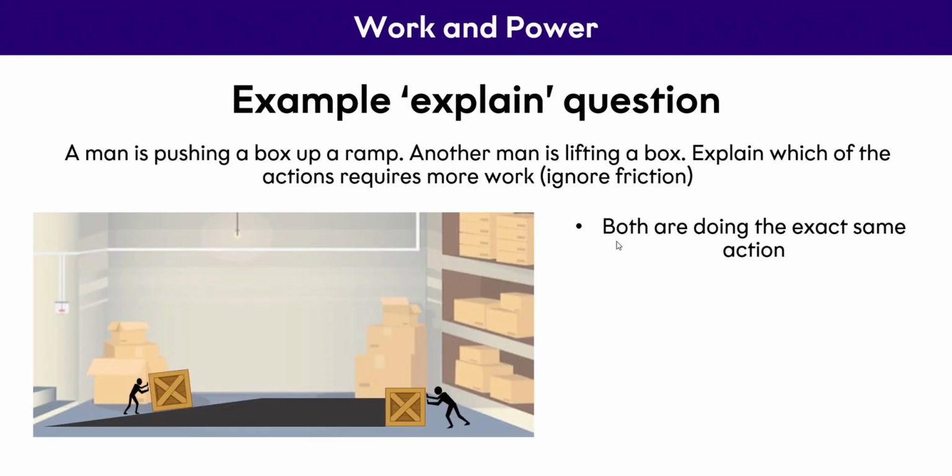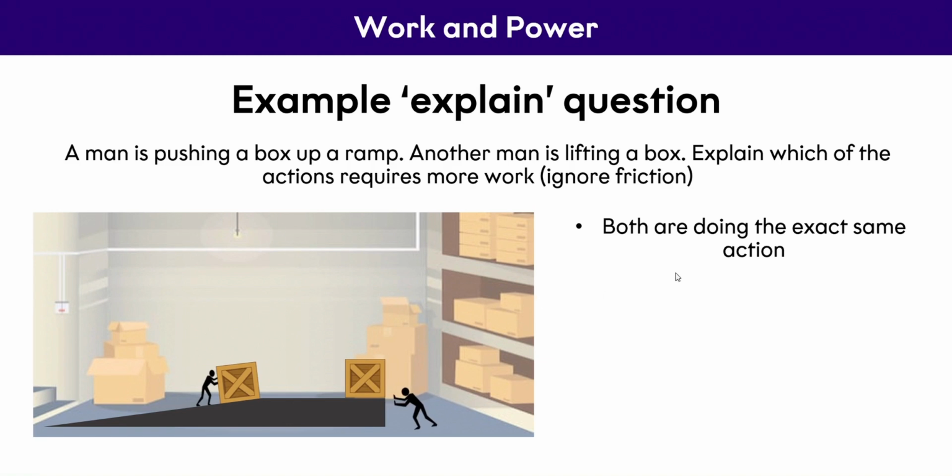So in an exam, they might ask us something like this. A man's pushing a box up a ramp. Another man is lifting a box. Explain which of the actions requires more work, and ignore friction. So what they're saying here is this person is pushing the box up the ramp. This person has just lifted the box straight to the top of the ramp.